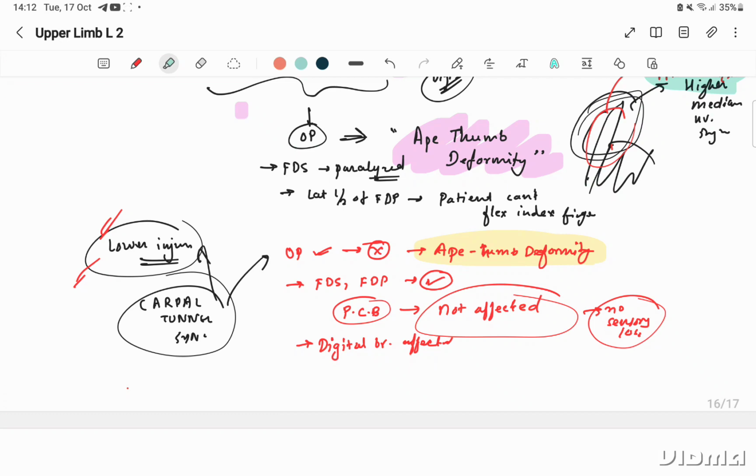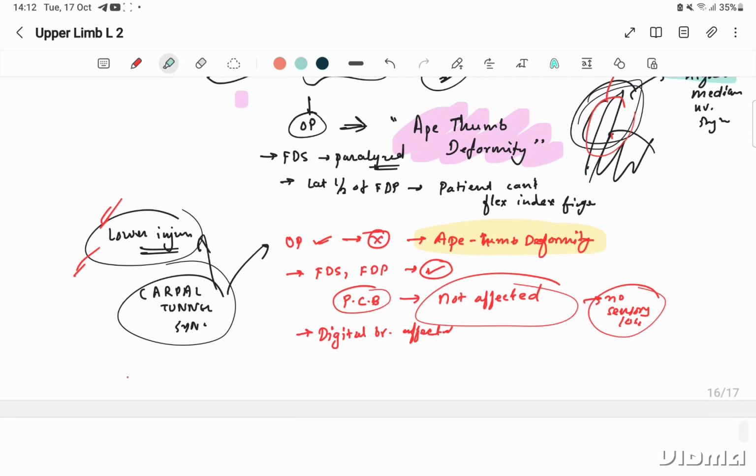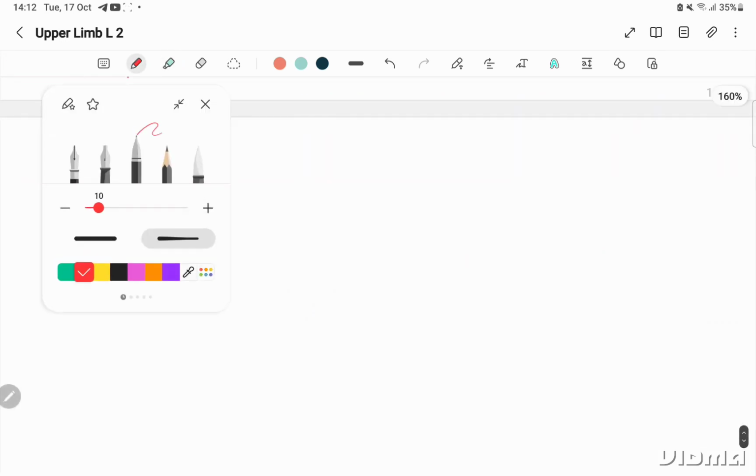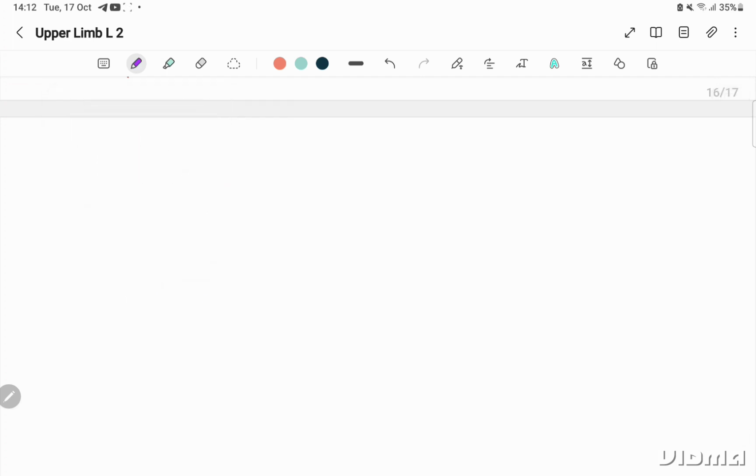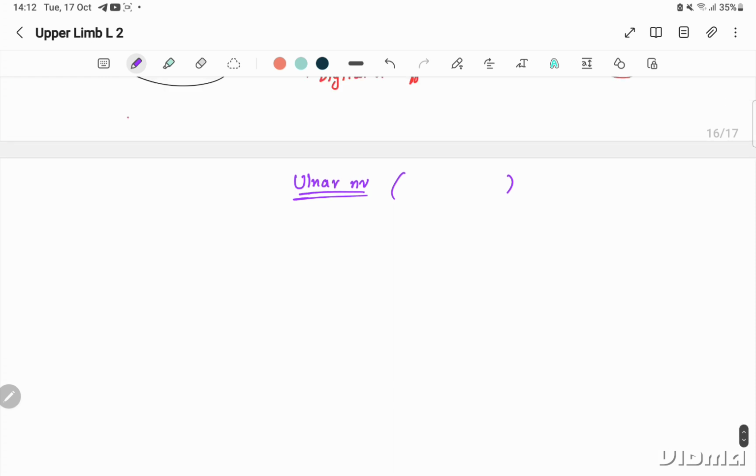With this, let's move on to your next nerve, that is your ulnar nerve. Okay, let's talk about the ulnar nerve. Here the root value changes from the median nerve and your radial nerve. The root value is C5 to T1, but for ulnar nerve the root value is C7 to T1. From where does it arise? The medial cord of brachial plexus is where it arises.